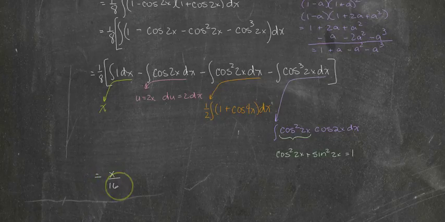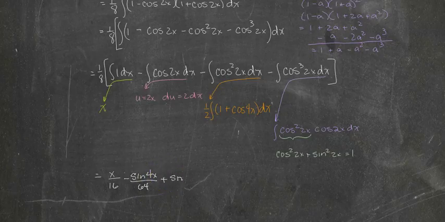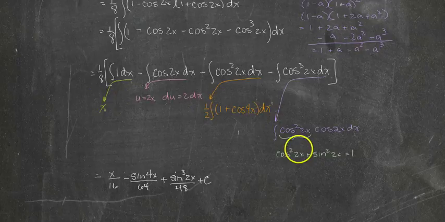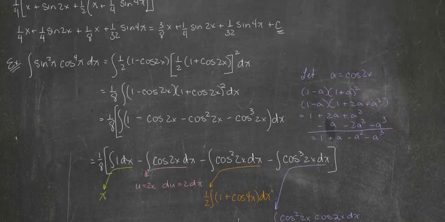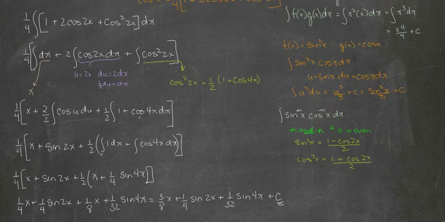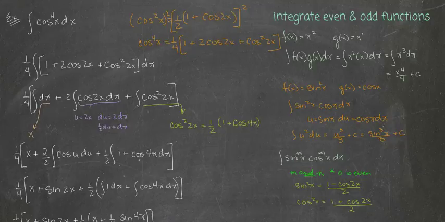So the final answer is x over 16 minus the sine of 4x over 64 plus sine cubed of 2x over 48 plus c. So you should try your hand at each of these methods. This should be your final answer, and that'll do it. So that finishes up integrations on products of powers of sine and cosine functions. Next time we'll move on to other trig functions using even and odd powers to integrate.